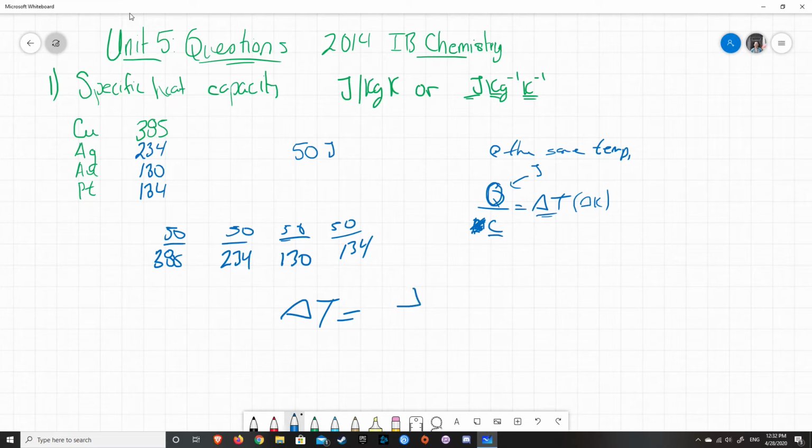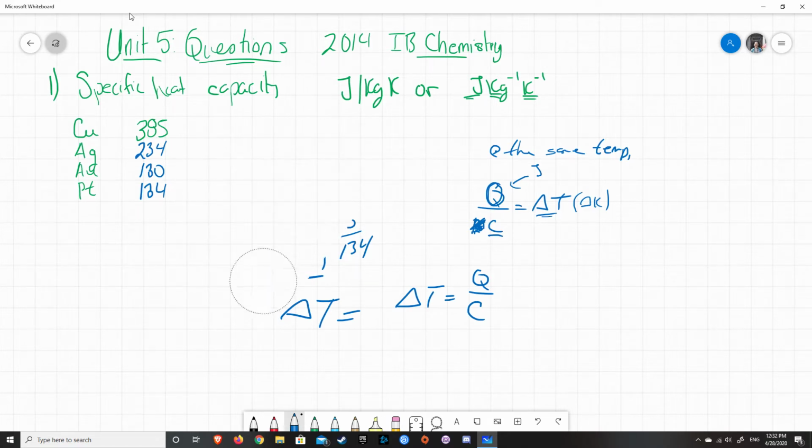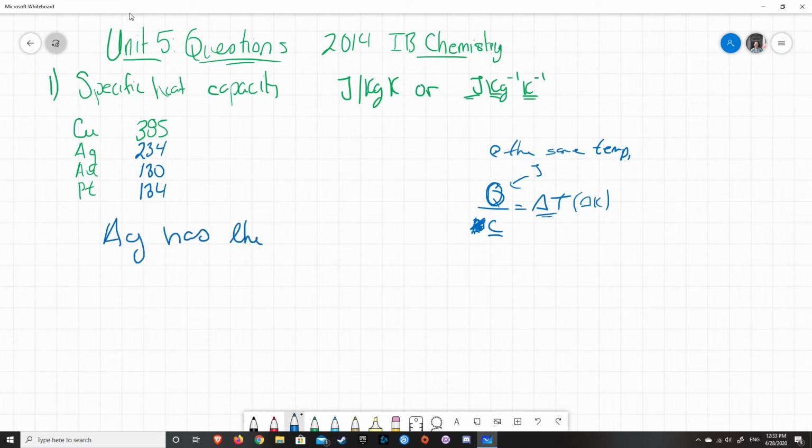So remember, delta T, once we took out the mass, was equal to Q over C. Which one of these will be the biggest, right? We've got 50 at the top for all of them, so we just look at the number on the bottom. Which one's the smallest number on the bottom? That's this one. So our answer is gold, Ag, has the largest change in temperature.